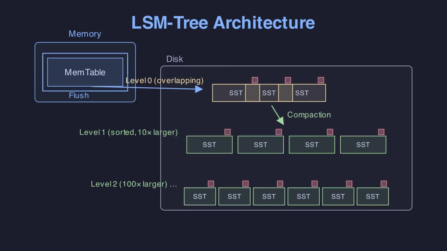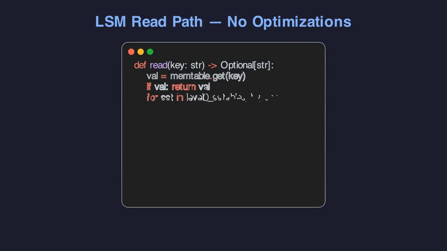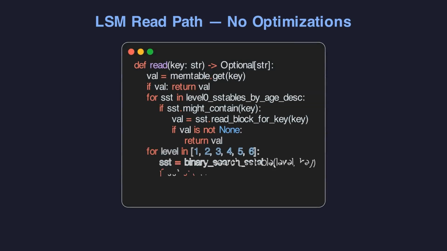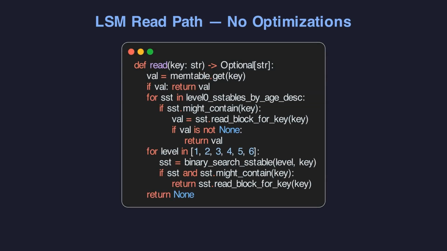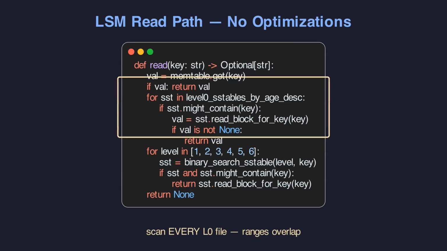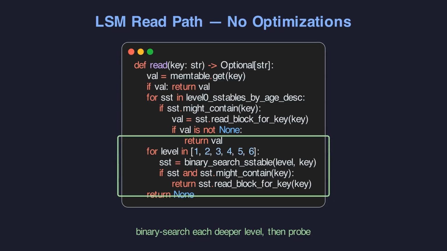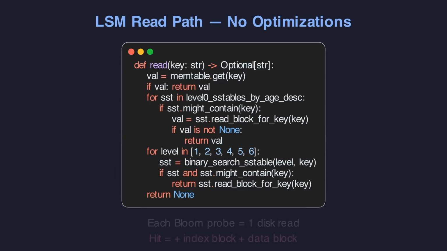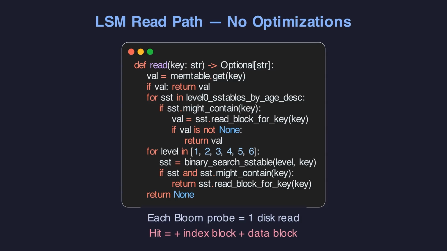Reads must check the memtable, then level 0 files, then each deeper level until the key is found. Without optimizations, the read code must scan every level 0 file because their key ranges can overlap. For each lower level, it binary searches the right sorted table and probes it. Each Bloom filter probe requires a disk read, and a successful probe also reads an index block followed by a data block. So a single lookup can trigger many I/O operations.